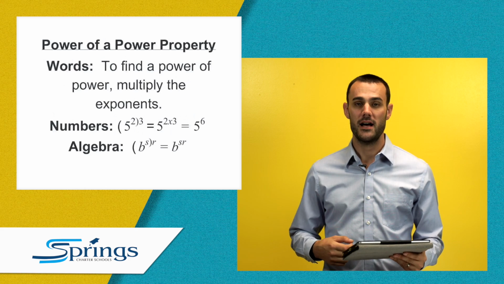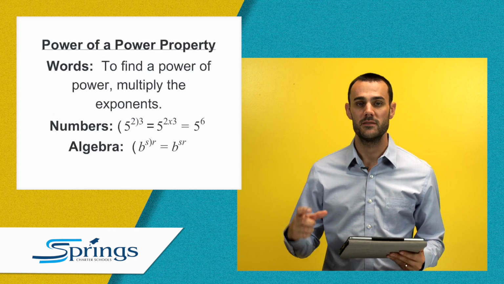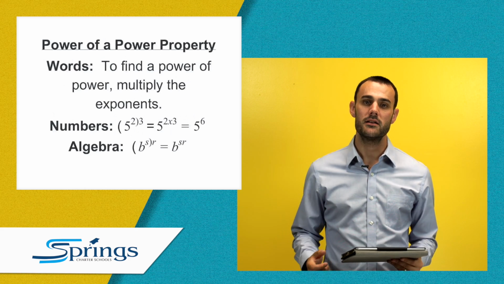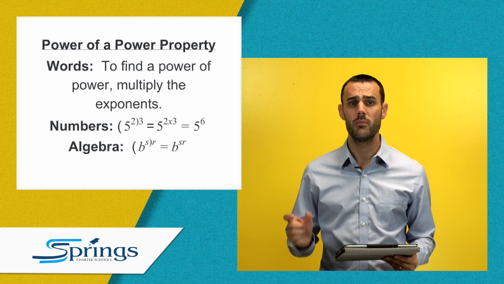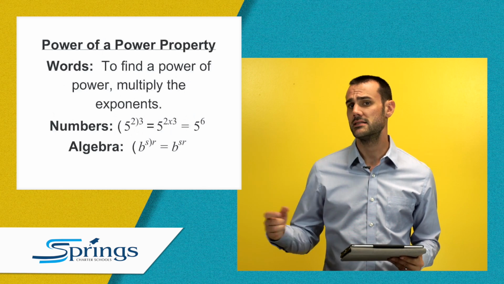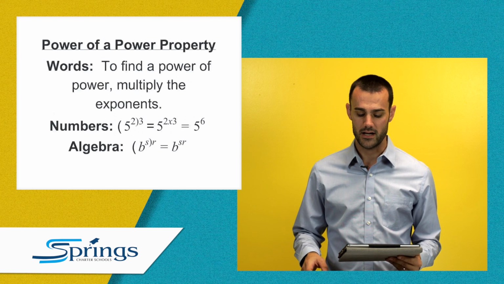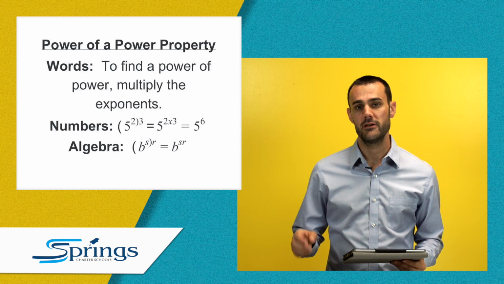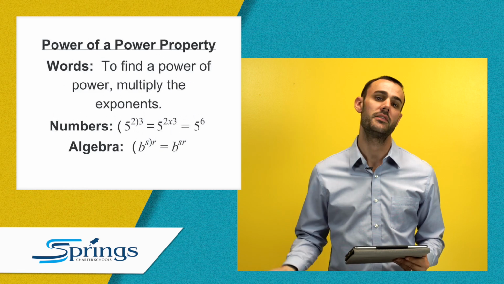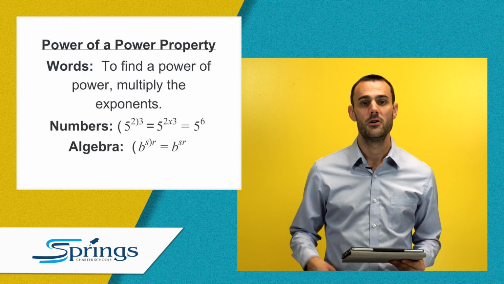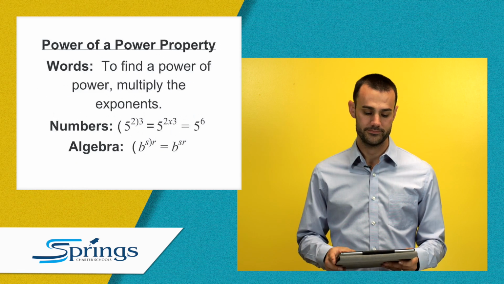Now we have 5 raised to the second power inside the set of parentheses, and the entire expression is being raised to that third power. So we have to multiply 2 times 3, and we get 6. We keep the base of 5, so our final answer is 5 raised to the sixth power. So when you see an exponent being multiplied by something on the inside that already has an exponent, we're going to go ahead and multiply the powers together.